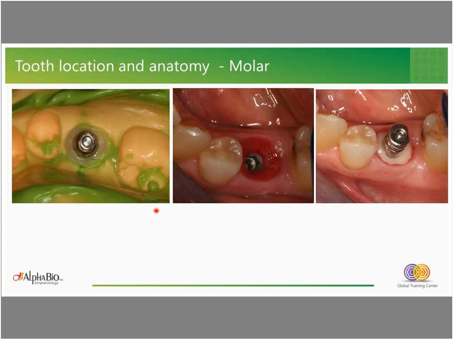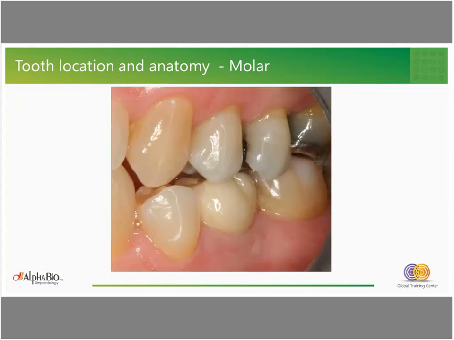For the final restoration, we have to copy the emergence profile of the temporary restoration. In this case, we can use flowable composite at the stage of impression taking, and we can copy the area of the gingiva. According to that, we can select the width and the emergence profile of the abutment in order to have a good contour of the final restoration.